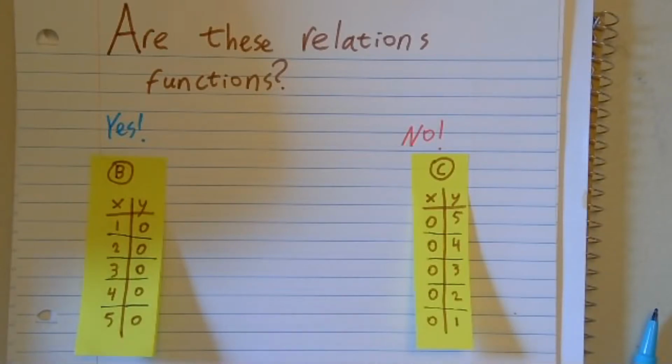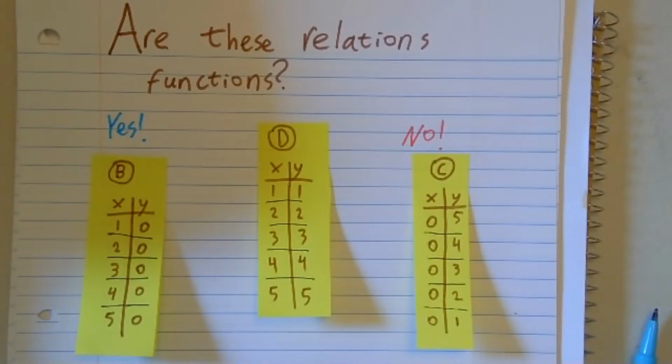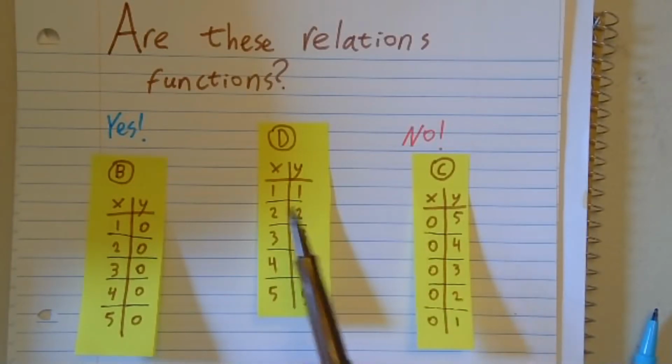What about this one? Again, pause the video and develop an opinion. Is this a relation? Oh, I mean, definitely it's a relation. Is this relation a function? Yeah, it is. Each input has exactly one output. It's boring, but functions are allowed to be boring.